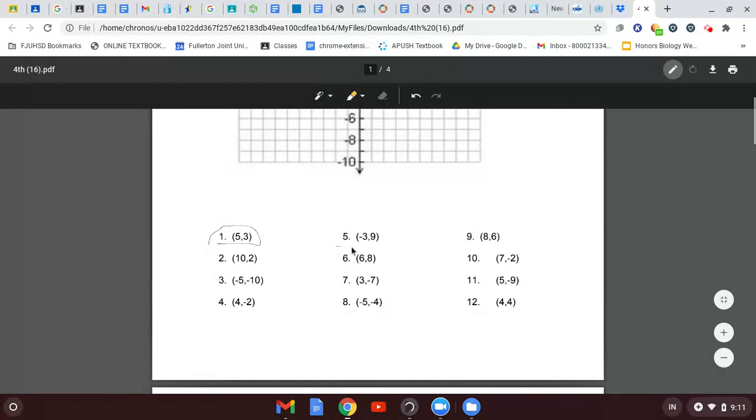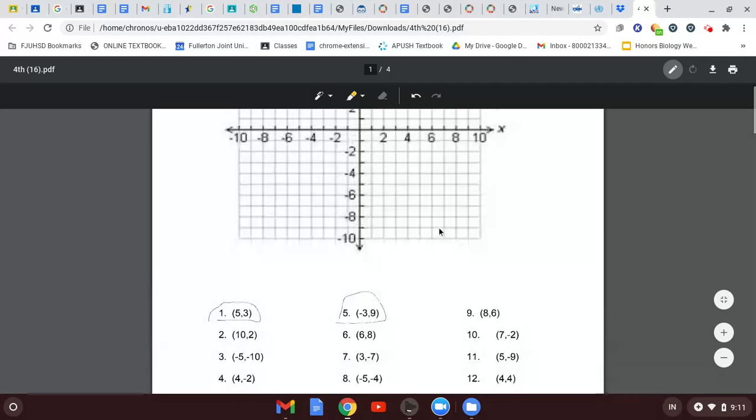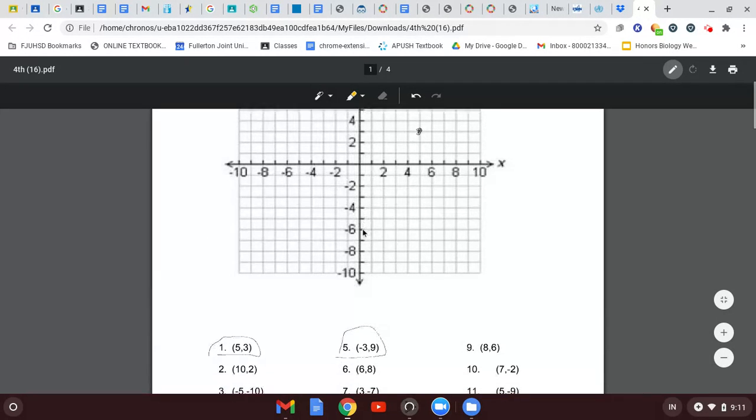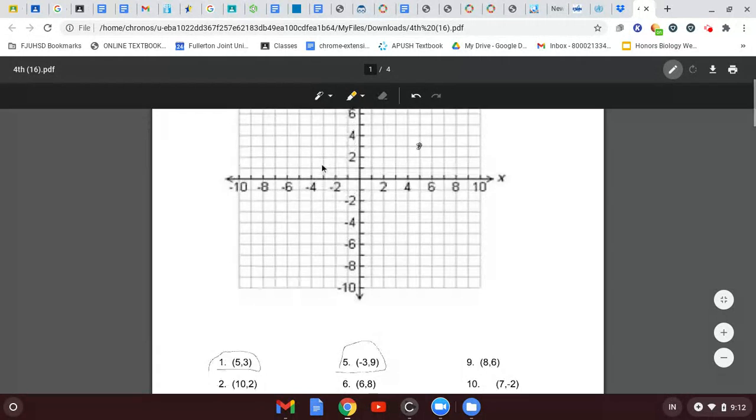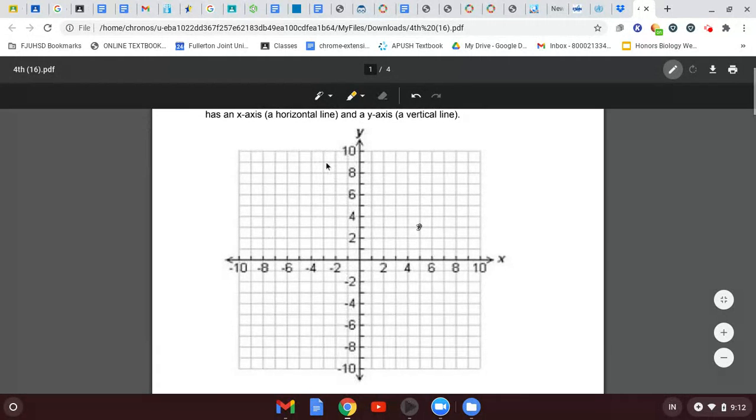Then let's try this one. Number 5 is (-3, 9). -3 is the first number, so we go to the left 3 times. 1, 2, 3, there's -3, and there's 9. So we go up 9, and this is where 9 is. 9 is the second number, and that's why it's the y-axis.